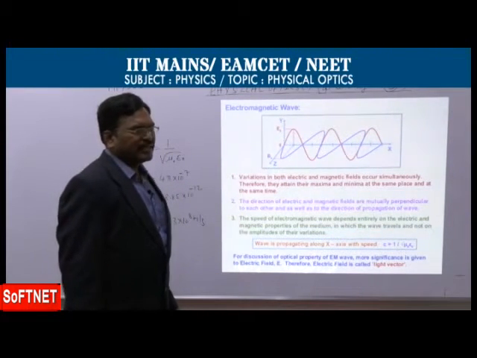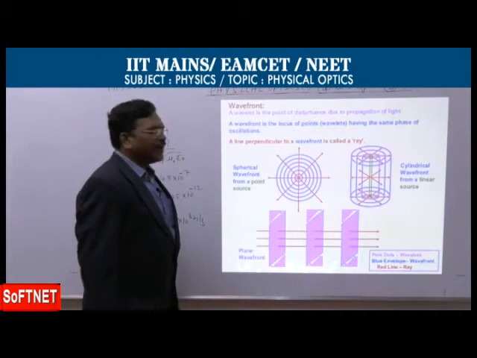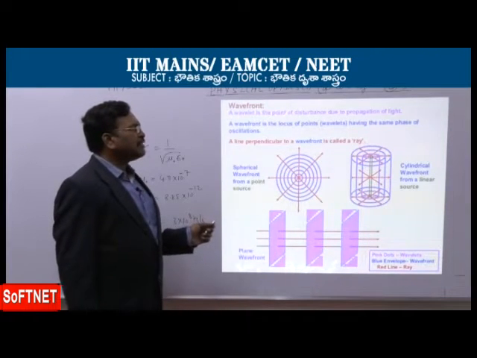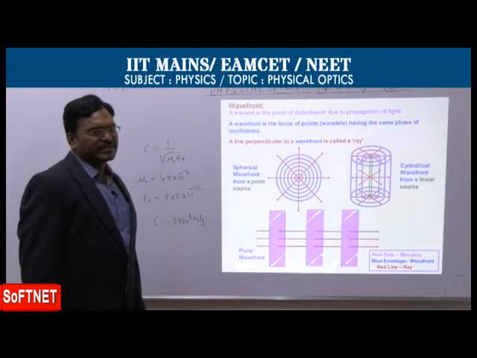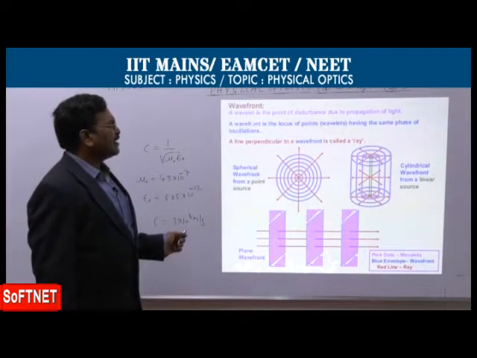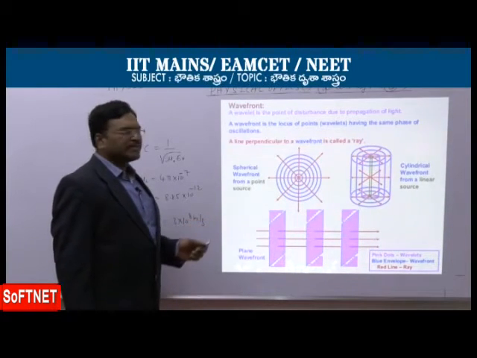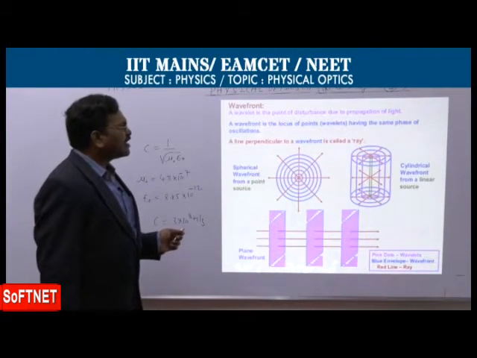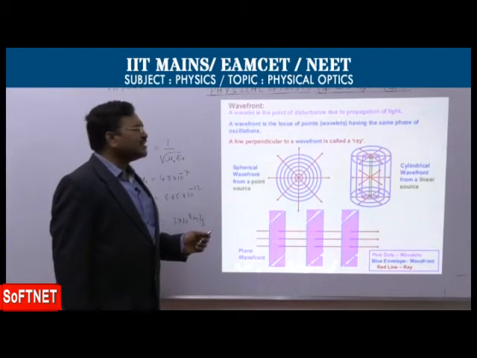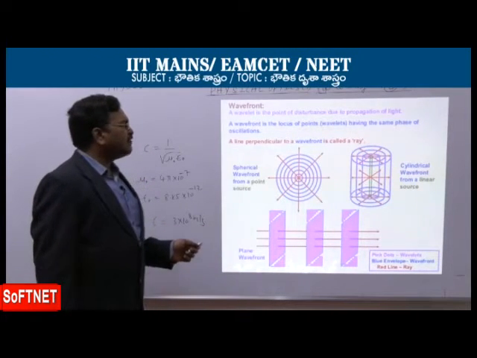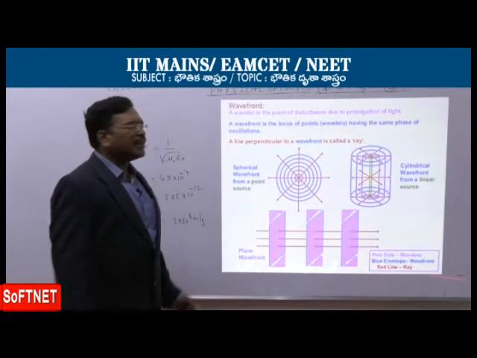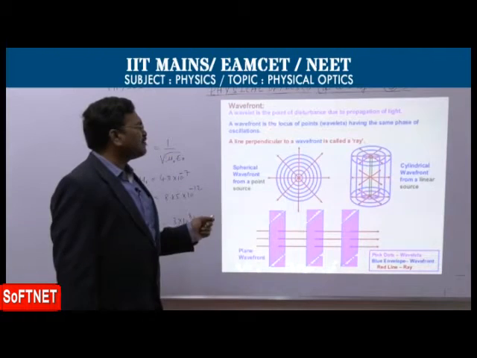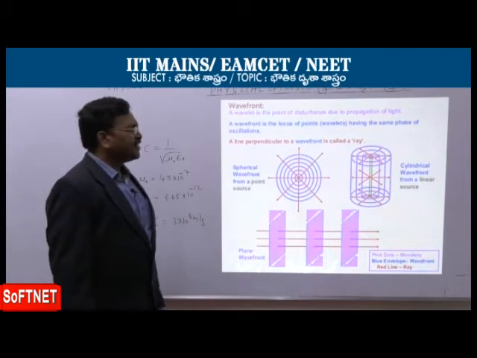Next one, we have wavefront. What is a wavefront? Wavefront is the point of disturbance due to propagation of light. If the light propagates with time, here the wavelet is the point of disturbance due to propagation of light. Here, what is a wavefront? Wavefront is the locus of points having the same phase of oscillations. Phase is the same.